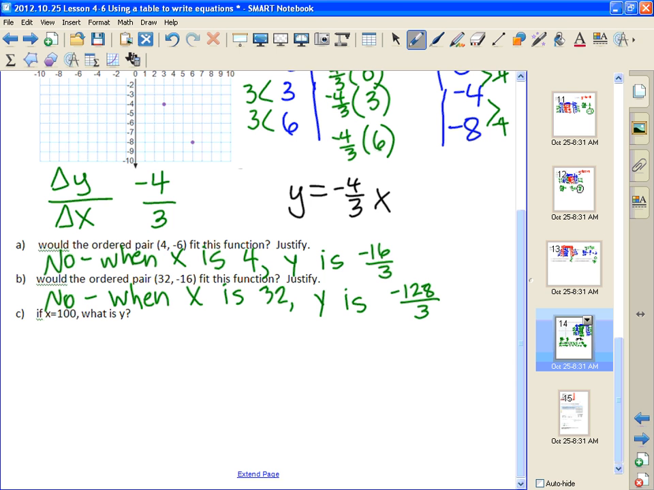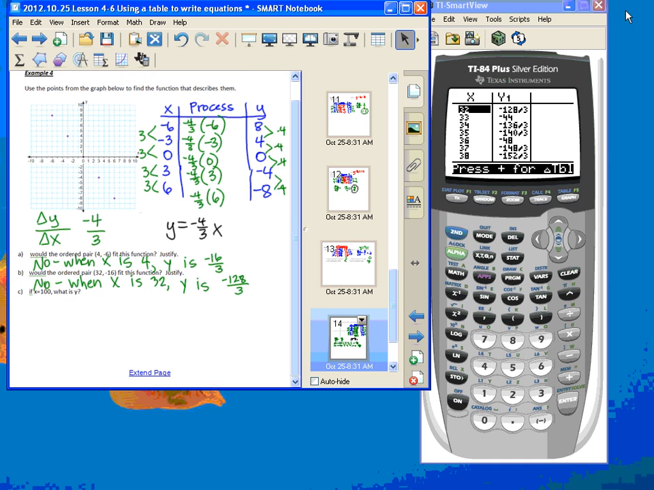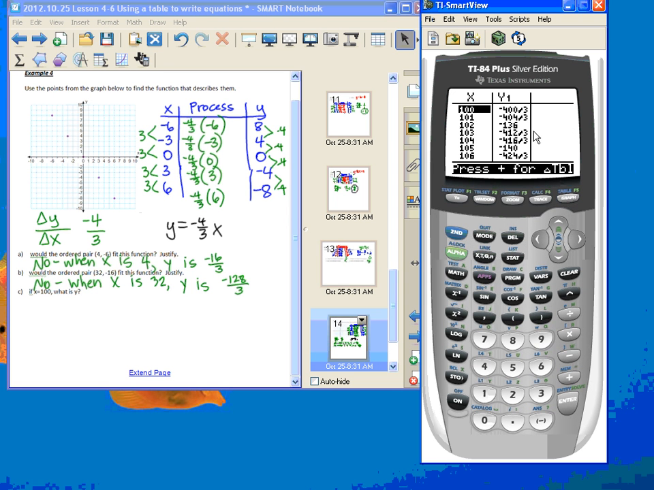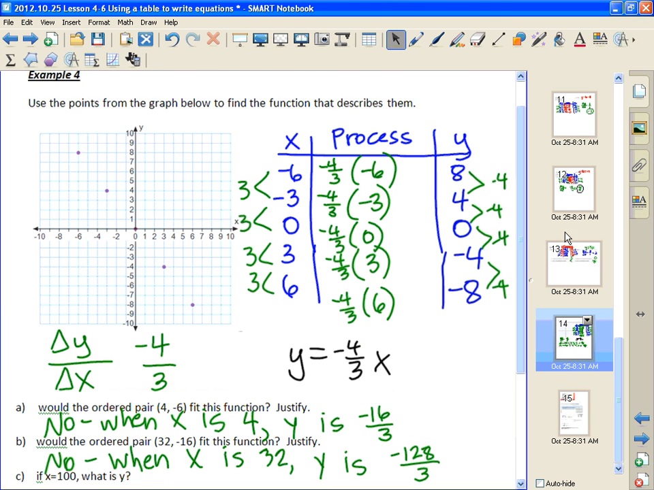Then on part C it says if x equals 100, what is y? So how can I find that in my calculator? Second window takes us to the table setup. And we want to start our table at 100. So I type in 100 right there. And then I go to the table. And when x is 100, y is negative 400 over 3. Good.